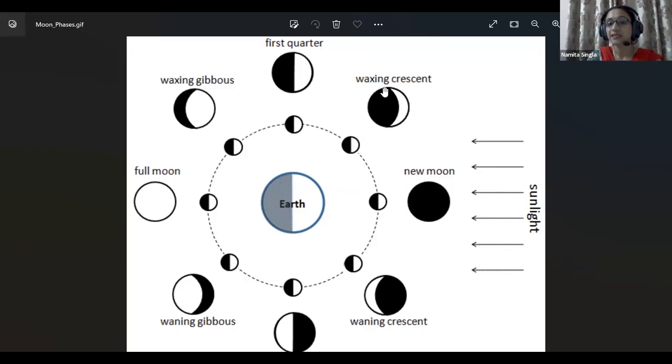Waxing because it is increasing. See, we didn't see any moon on this day, but now we are able to see a crescent shape moon. So it means the shape is increasing. The moon's size appears to increase.